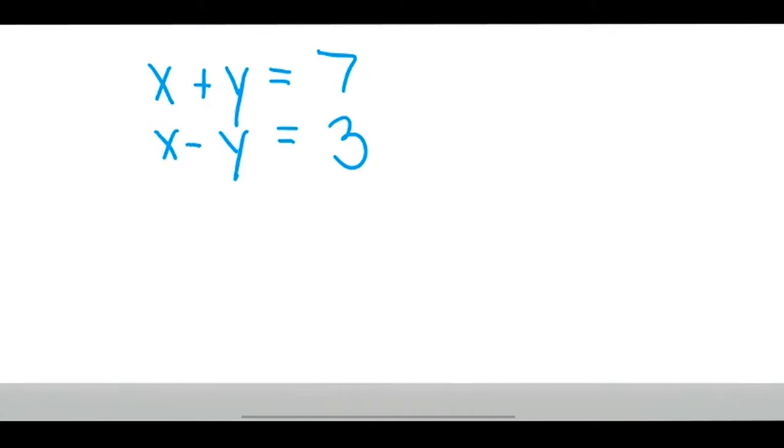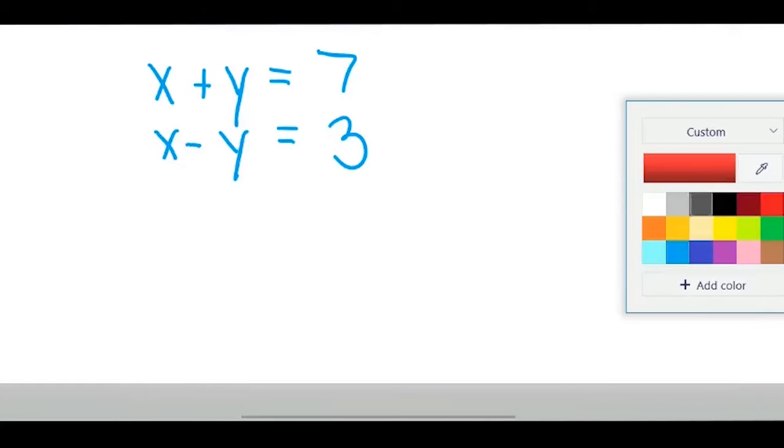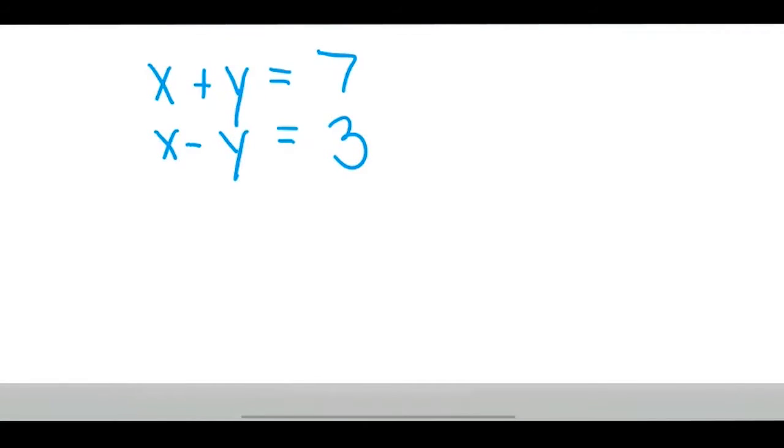Hey guys, today we're going to be using addition or subtraction to solve systems of equations, okay? So if I have the system of equations x plus y equals 7 and x minus y equals 3, the way you solve this, right? I'm going to draw a line underneath, and I'm going to look for a place where I can cancel.